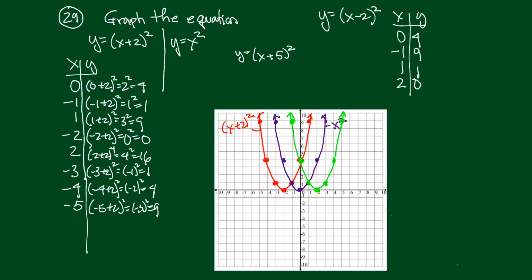Where would this one go? What if you put y equals x minus 8 squared? What do you think that would do? Yeah, that's going to take this basic parabola, the purple one, and move it, because of the minus sign, 8 places to the right. So that basic parabola would now be over here.